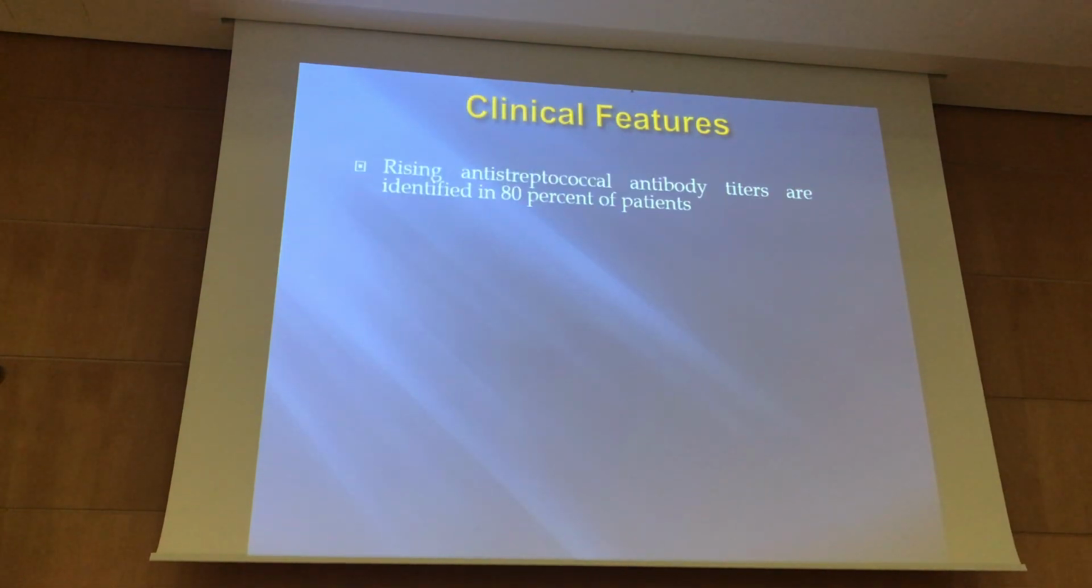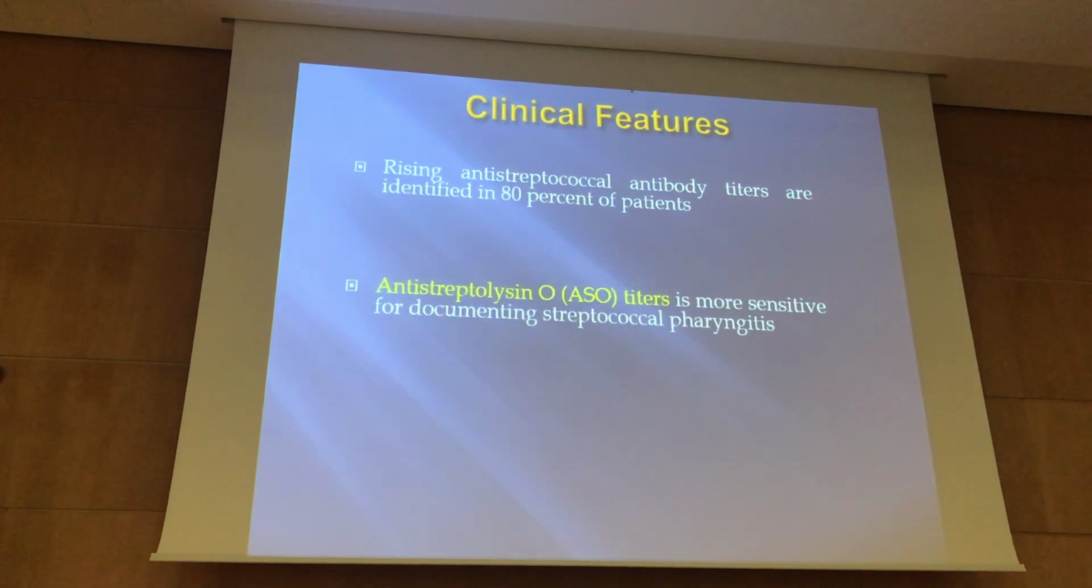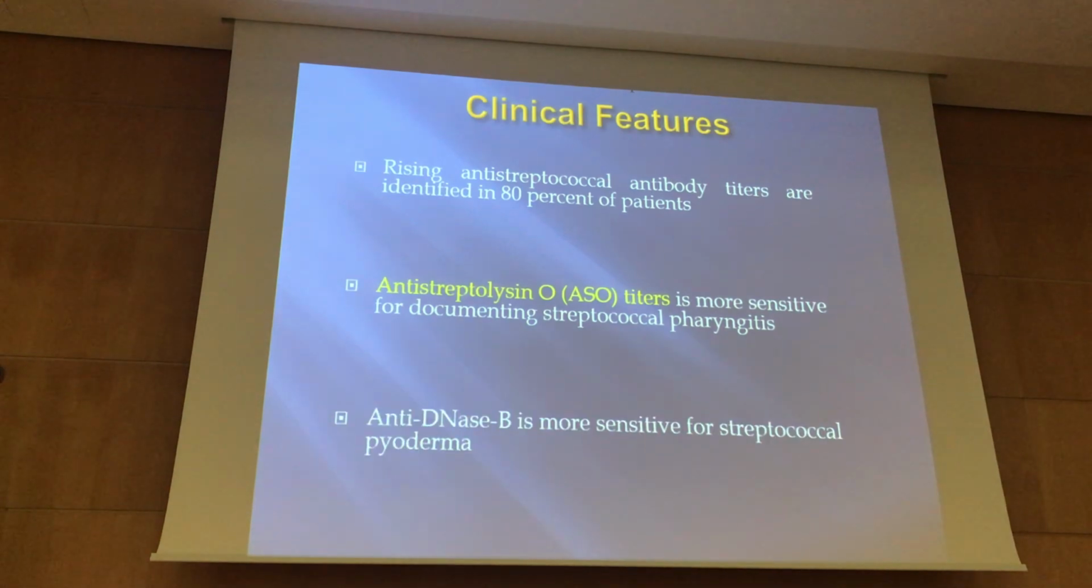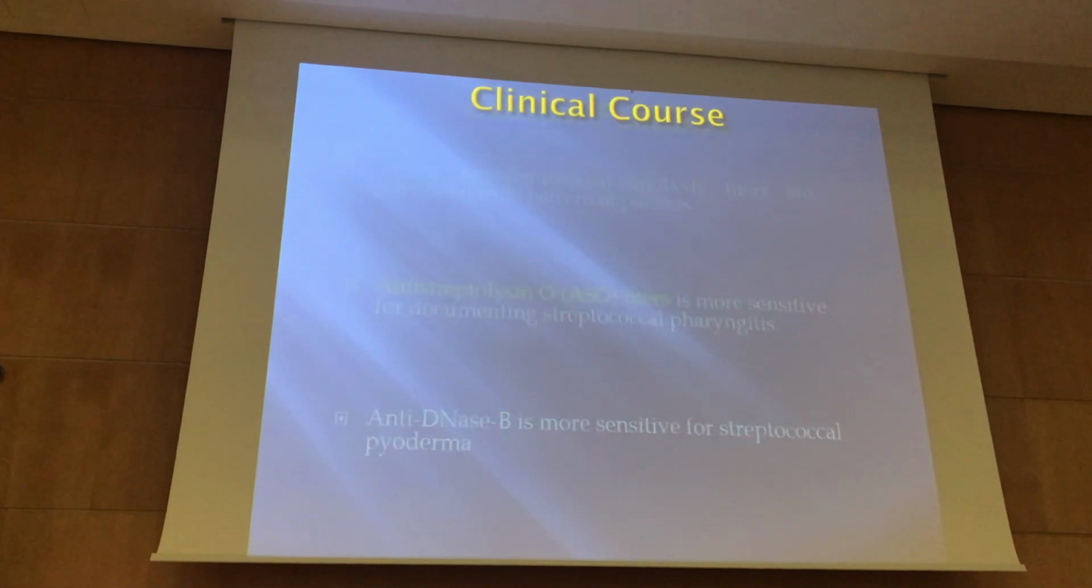So clinical features: rising anti-streptococcal antibody titer that is identified in 80% of the patients. It is called ASO titer, which you see in streptococcal pharyngitis after 10 to 14 days. And those who had skin disease, which is pyoderma, anti-DNase B is positive in those ones.